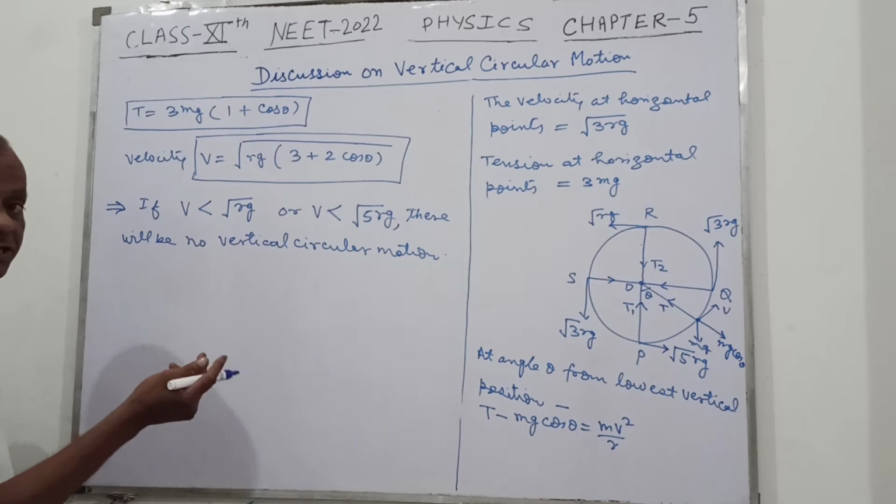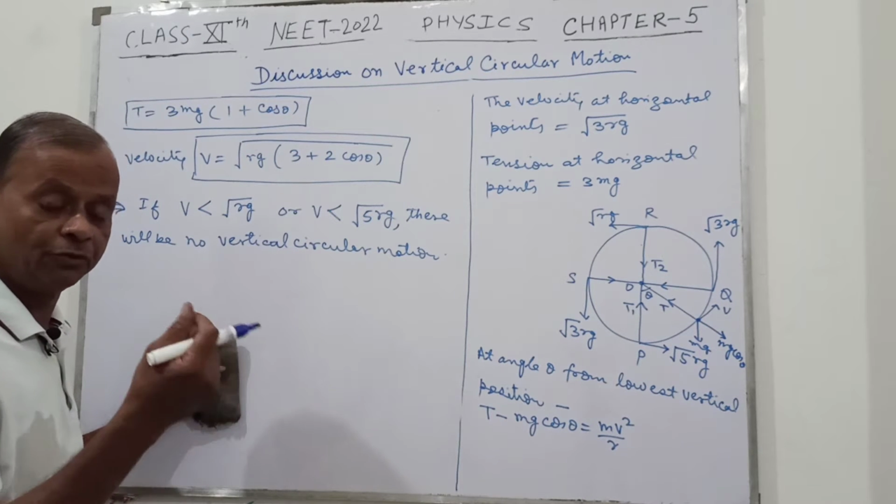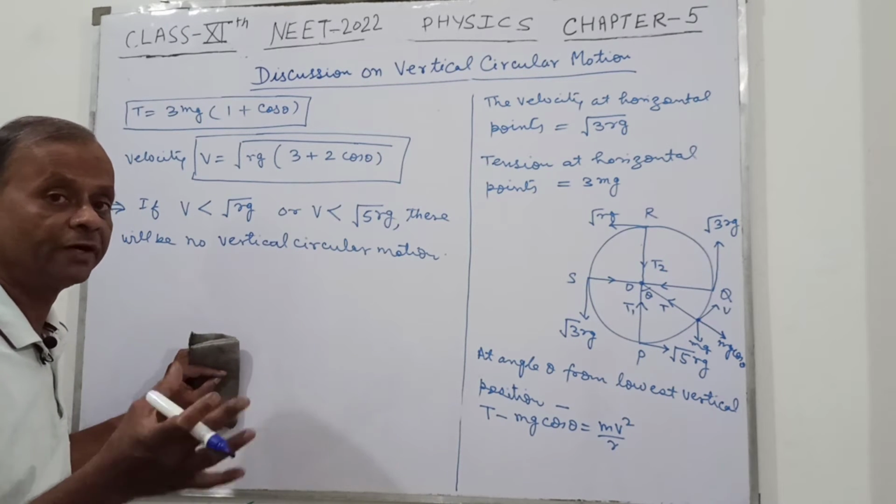So the minimum velocity that we require for the motion in the vertical plane is square root of rg.